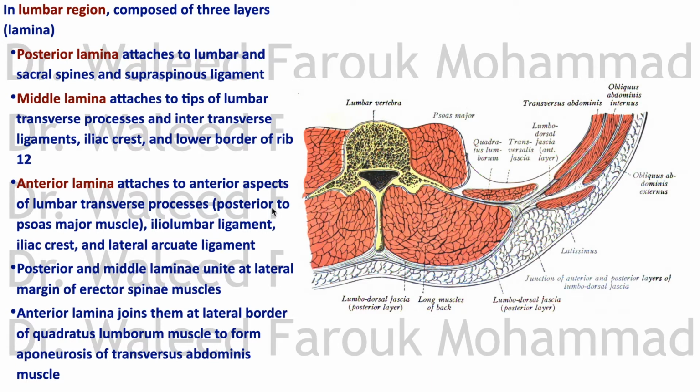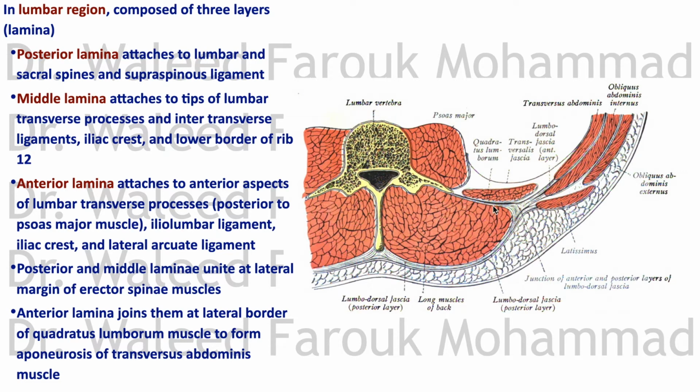The anterior lamina is attached to the anterior surface of the transverse processes of lumbar vertebrae and goes laterally. From lower down, it's attached to the iliolumbar ligament, the iliac crest, and high up it's attached to the lateral arcuate ligament we talked about when we were discussing the diaphragm.